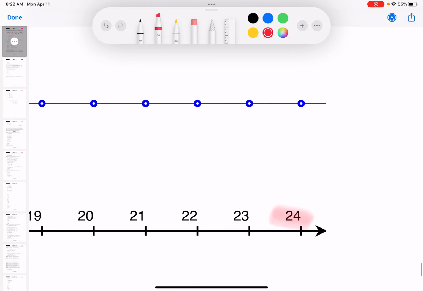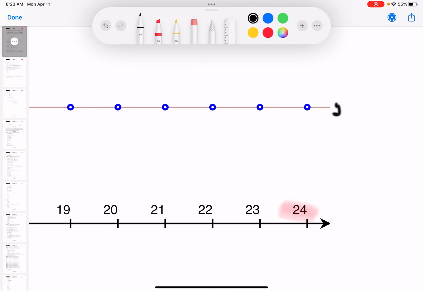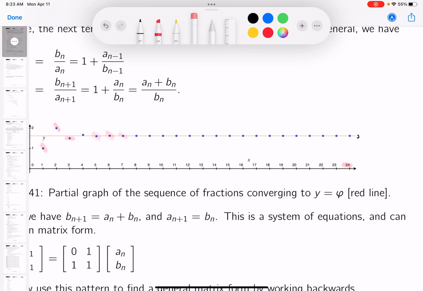Question is, what's that line? Let me tell you what that line is. Get the eraser out. This red line over here is the golden ratio. What's the golden ratio? It's simply just y equals (1 plus root 5) over 2, which is our phi, all right? All right, we got that.